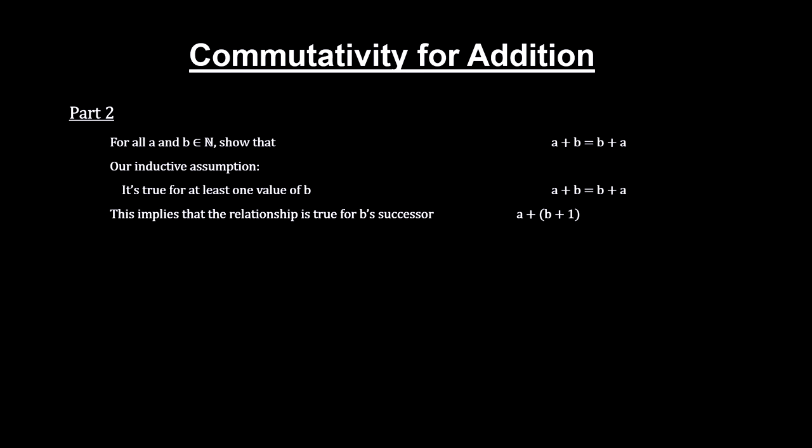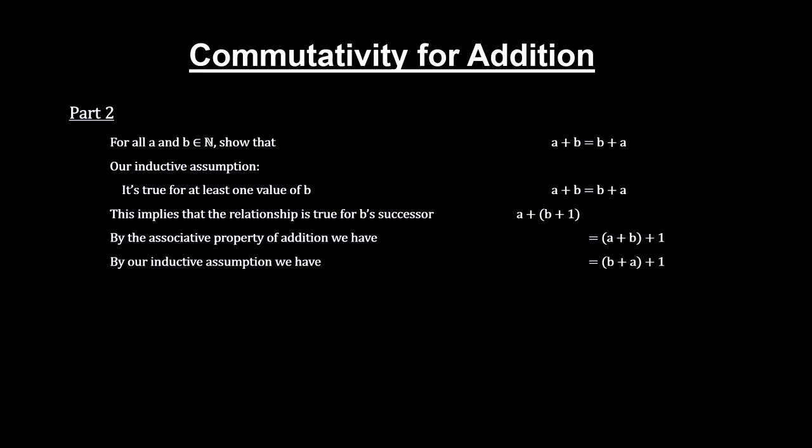Now in part 2, our inductive assumption is that a + b equals b + a for some value of b. We'll show that this implies that a + (b + 1) is equal to (b + 1) + a. So we'll start with a + (b + 1). We can use the associative property around a and b. We can then use the inductive assumption to get (b + a) + 1. Reuse the associative property to get b + (a + 1).